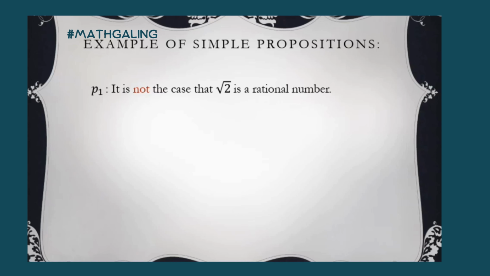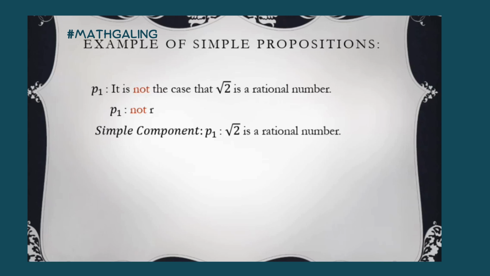Number 1: it is not the case that square root of 2 is a rational number. Our given here is not R, where R is based on rational number. So our simple component is: square root of 2 is a rational number. It is based on this "not" here that I covered in red. When you have this word, you can differentiate and make a sentence based on the example I give you below.